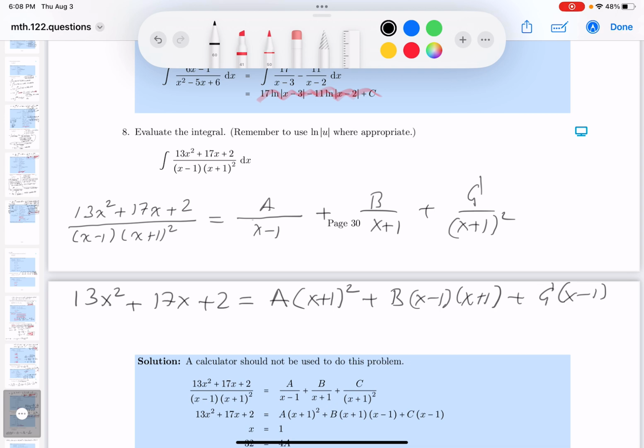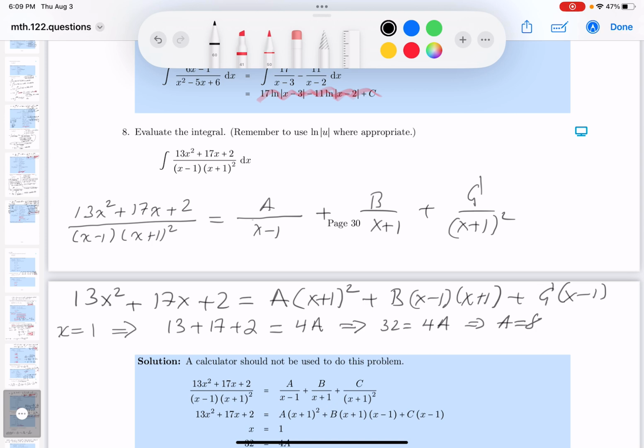So for me, the easiest number I could possibly choose, and that's open to debate, by the way, but I think a lot of people say x equals 1 is easy to deal with. The main reason is that on the right side, two of the terms disappear. And what would you get on the left side? 13 plus 17 plus 2. And then what do you get here? 1 plus 1 is 2, squared is 4, so 4A. That's going to be 32 equals 4A. So A equals 8. All right? That's not so bad.